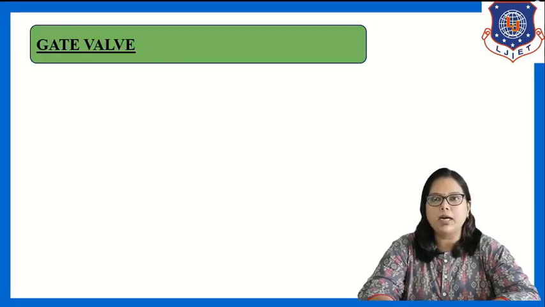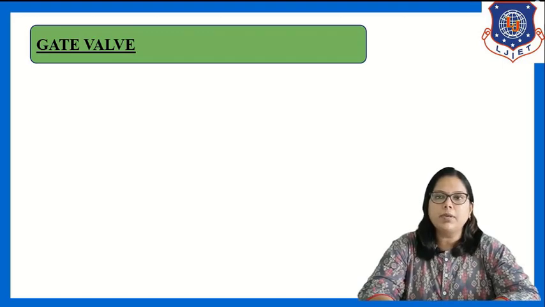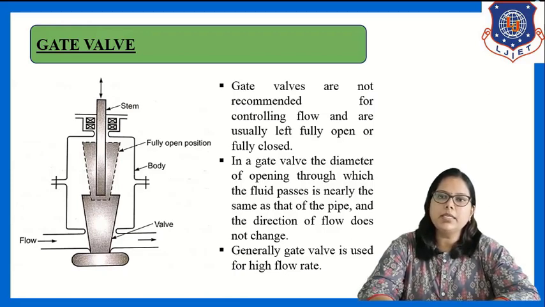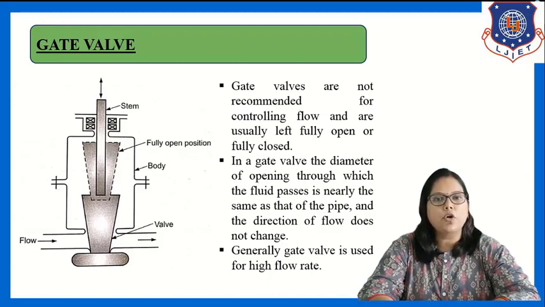First type of valve, which is gate valve. The industrial application of gate valve is very wide. You can see the sketch of this gate valve. In this gate valve, it is generally used for on-off control. It is not used for controlling the flow.